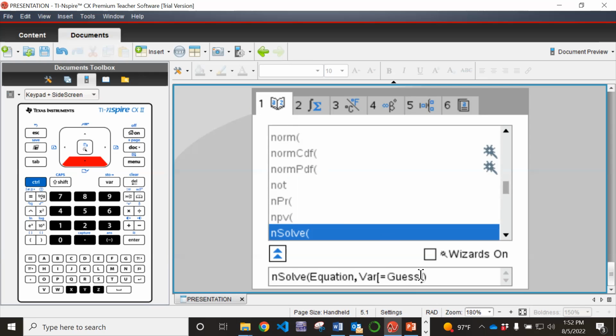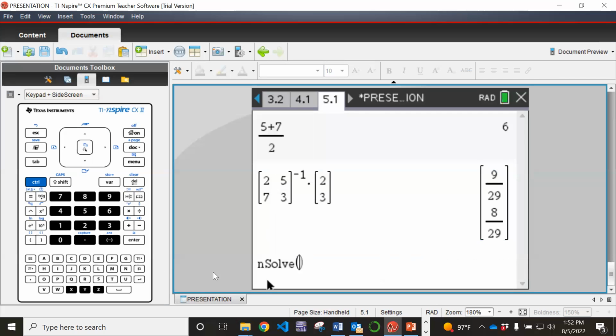And by the way, you won't put the square brackets themselves in. It's just showing you what is optional that you have there. So I'm going to solve an equation. I can actually click on this and it'll insert Nsolve for me. And let's say that I want to solve an equation. And remember, we solve equations, not expressions. So I'm going to solve x squared equals 7.